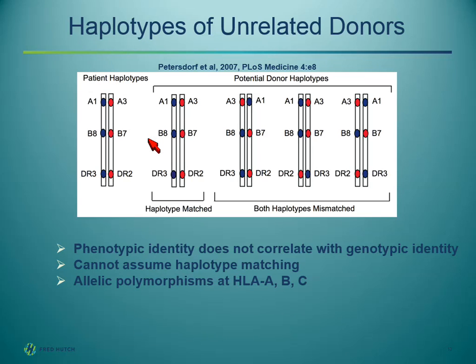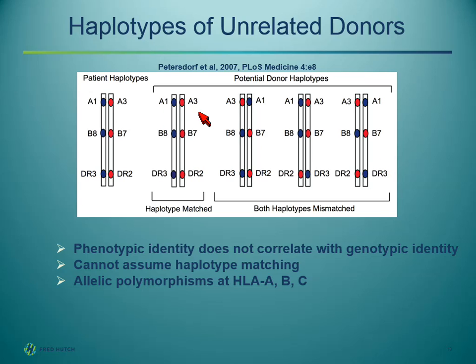And Dr. Petersdorf at the Hutch did some really elegant studies a few years back that showed there are many different ways to get your HLA complexes. This was mainly done in unrelated donor transplant, where she looked at what haplotypes the patient had. Although this patient is phenotypically identical with all these donors, aside from this donor here, they did not actually inherit the haplotypes.